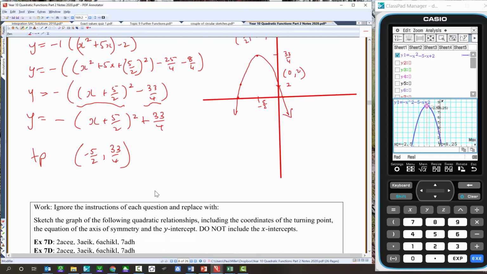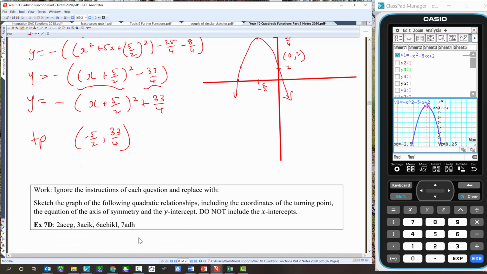All right, so the questions that I need you to do now are from 7D. They're those questions there. Please do not include the x-intercepts. Okay, we're not worried about those just at the moment.